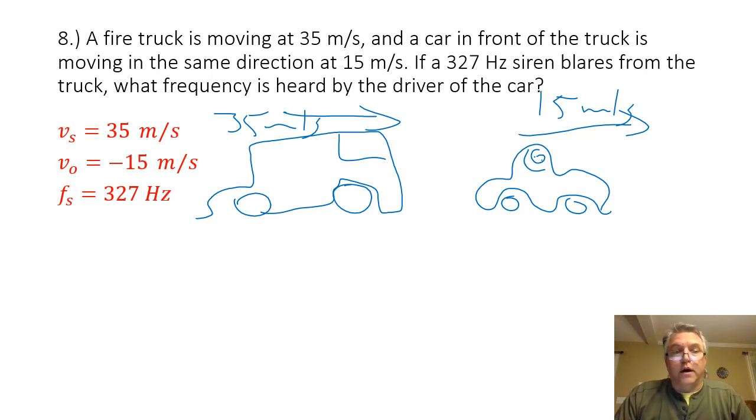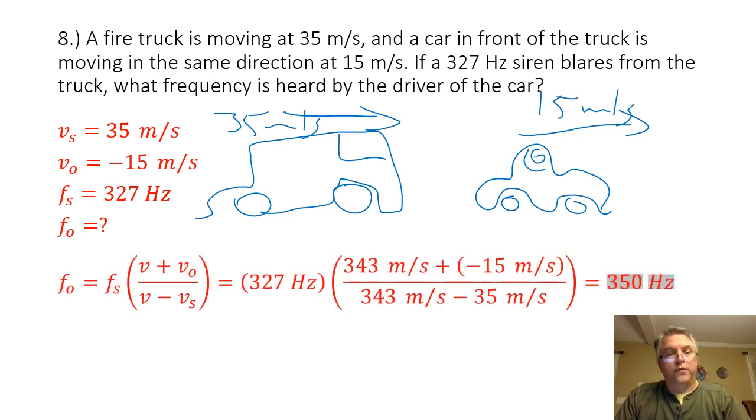Now, the frequency of the sound wave that is emitted by the fire truck is 327 hertz, and the frequency that is observed by the driver of the car is what we are trying to find. So we are going to use our Doppler equation for this problem. The frequency of the observer is equal to the frequency of the source, which was 327 hertz, plus the velocity of the sound wave. So this V right here and this one here are both the velocity of the sound wave. How fast is the sound wave traveling?